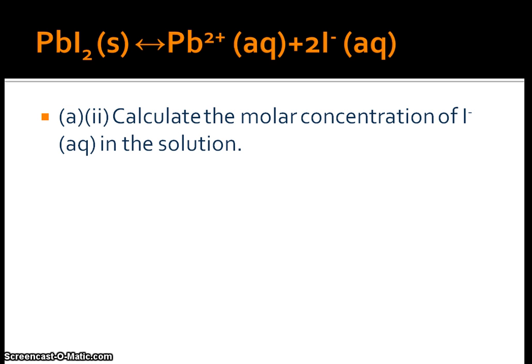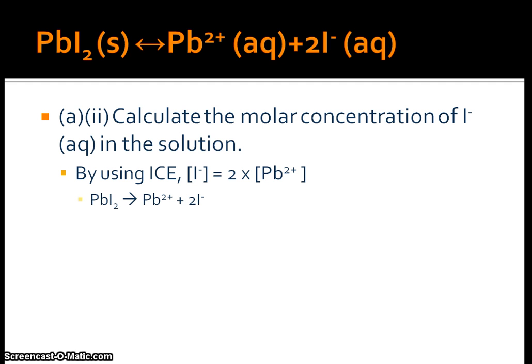A2. Calculate the molar concentration of I- in the solution. So for this you would use an ICE calculation. So you start with the equation PbI2 giving Pb2+ and 2I-. And so initially you have 0, and then your change is x for Pb2+ because it has a coefficient of 1, and 2x for I- because it has a coefficient of 2.